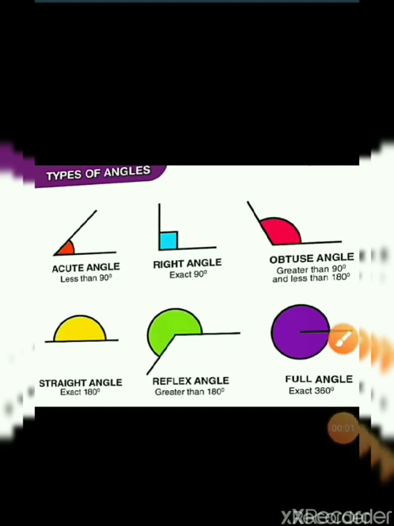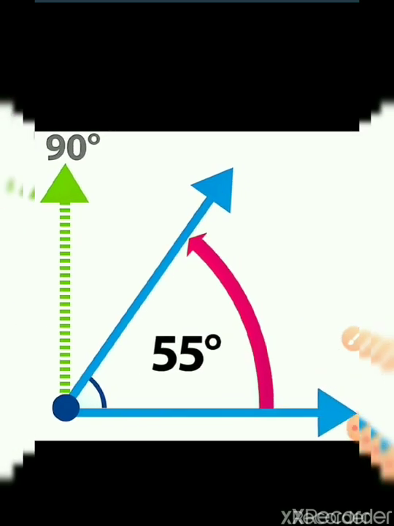So let us revise types of angles once again. Here you can see this is a 55 degree angle. So it is less than 90. We have studied that an angle whose measure is less than 90 degrees is called an acute angle. So this is an acute angle.